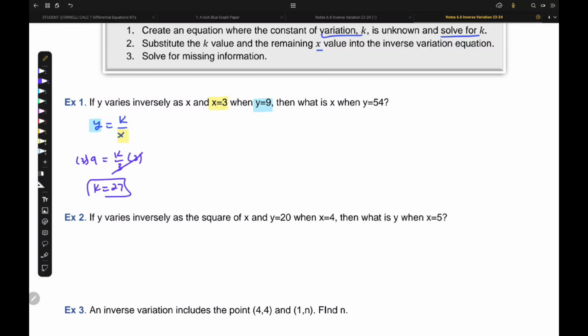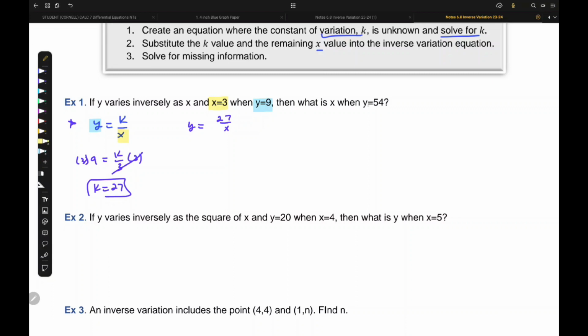So we have solved for that constant of proportionality, and now we need to write an equation. So we're going back to where we started right here, and we're going to have y is equal to, we're not going to write k, we know what k is, 27 over x. And then they're going to ask us some more information. We're going to read through here, and so this is like parts 1 and 2.